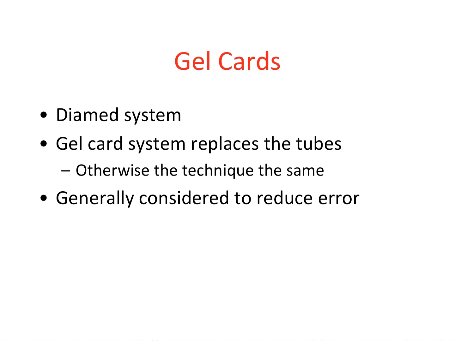Gel cards, these are mainly the Diomed system. The gel card replaces the tube, but otherwise the technique is essentially the same, and it's generally considered that gel cards give slightly better reproducibility, and that's what most laboratories in the United Kingdom use.